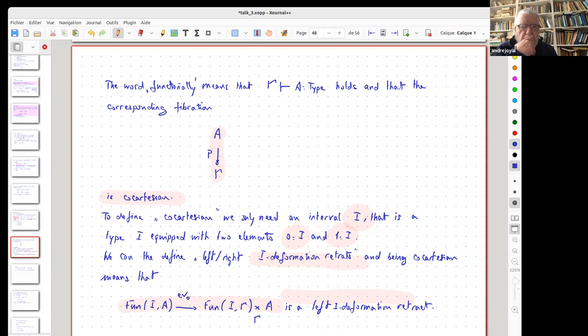Okay. So maybe instead of an interval, we could say interval with quote marks. And we take away the quote marks if the axioms are true. But what I say is that to define co-Cartesian with respect to I, we don't care that it is actually an interval.